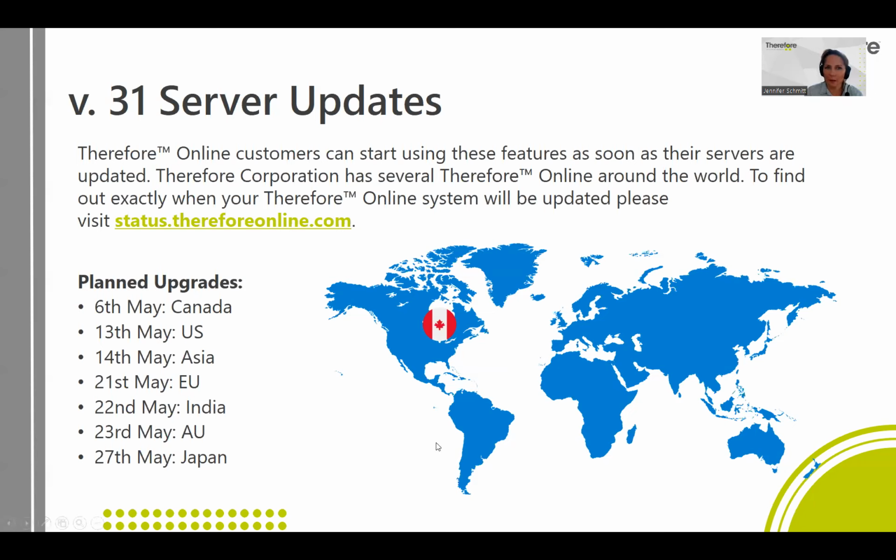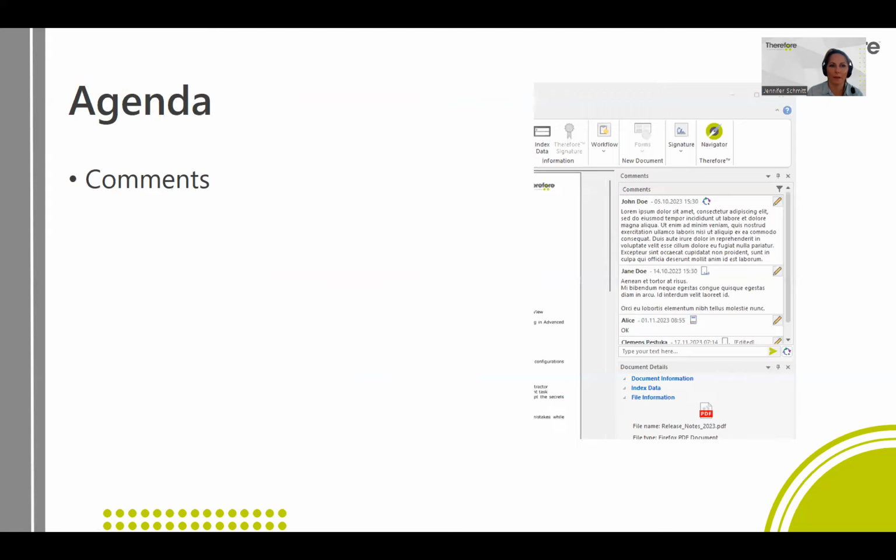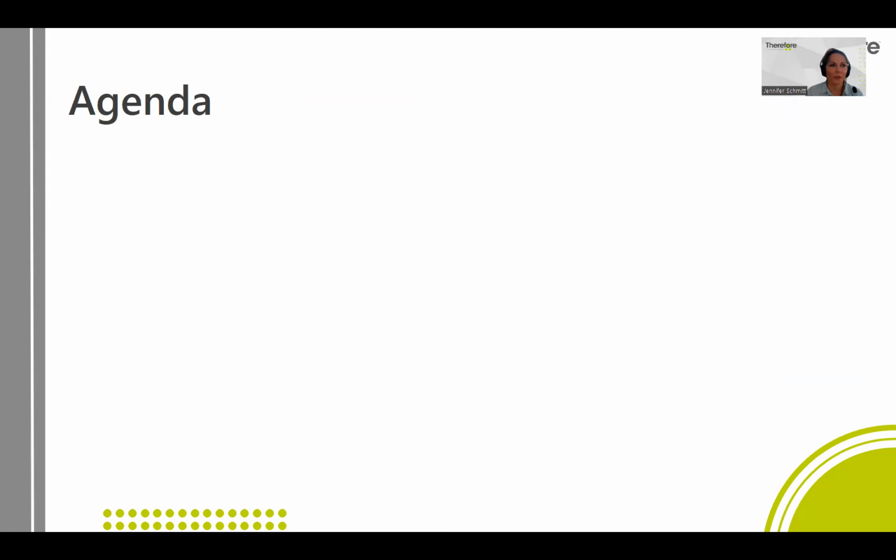On May 6th, Canada already updated their systems, followed by the 13th of May, US, which I think also went well. You guys have already gotten your new features, I believe. Haven't heard anything to the contrary, so congratulations. Then on the 21st, the European systems will be updated to version 31, followed by India, then Australia, and finally on the 27th of May, Japan will be updated. So when it's time, just update your client, download the new version. It should not take a very long time, and then you can immediately start using the new features, or at least configuring the new features.